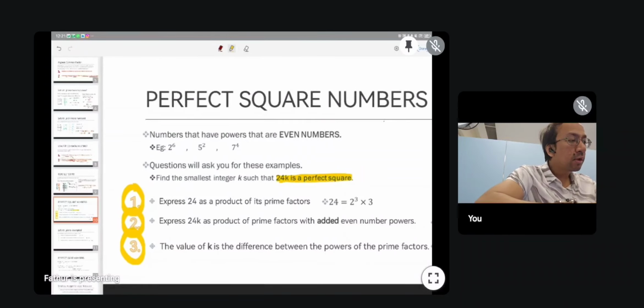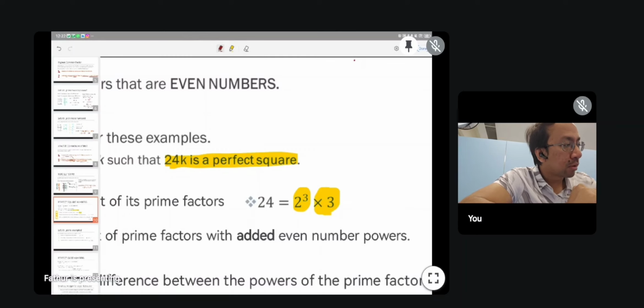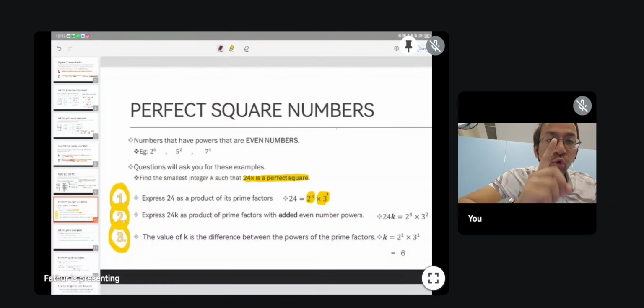Blind person also can follow. Right? So first of all, express 24 as a product of its prime factors. So 24 as a product of its prime factors, you will get 2 to the power 3 times 3, that's all. When there's no power, what's the default? You must put power of 1. That's the default. Okay? Always remember, no power means power of 1. Alright? So now, your next part is to express 24k as a product of prime factors.